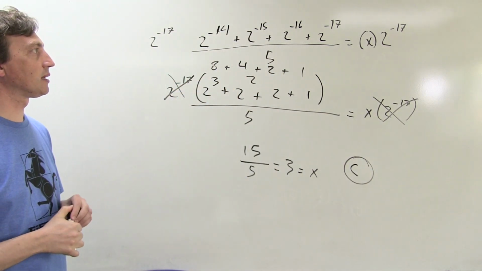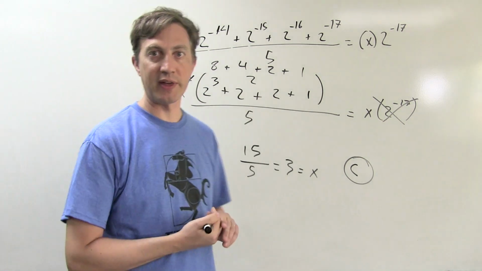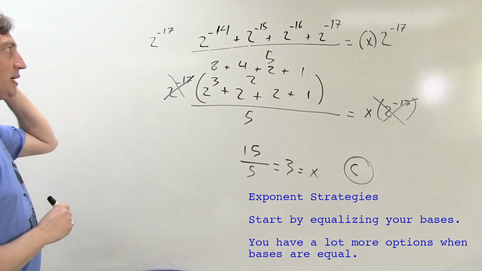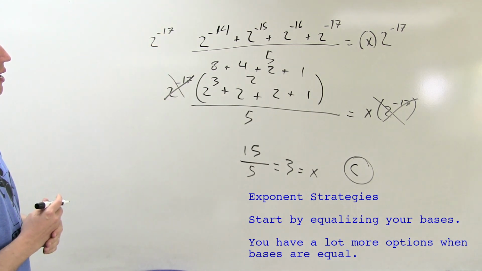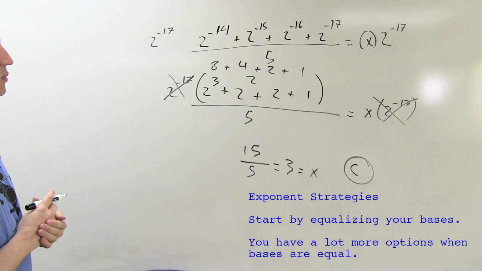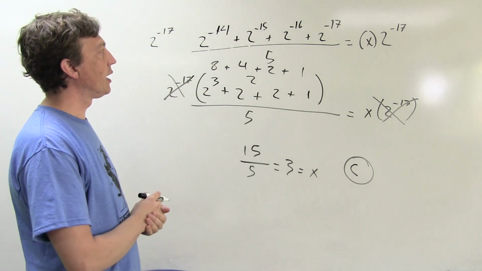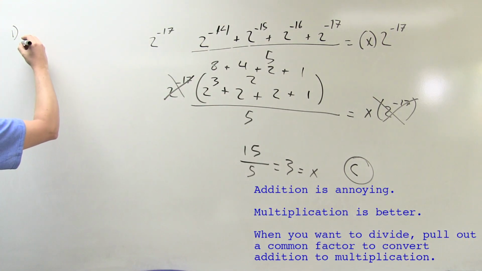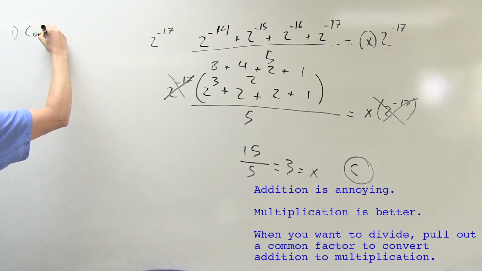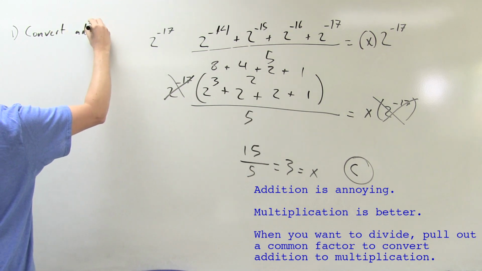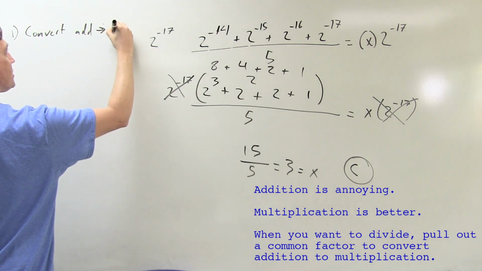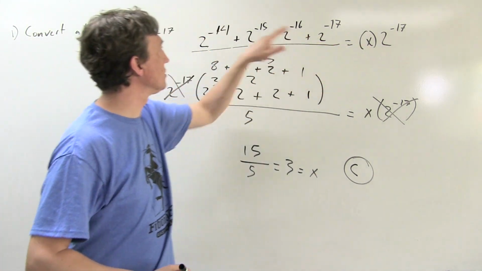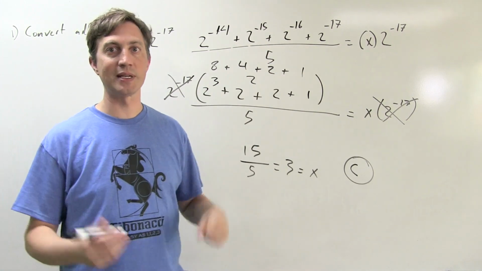A lot of exponents work like this. There's a few principles you want to think about with exponents. The first one is, as usual, equalize your bases. And here, all our bases were already written in the form of 2, so we didn't have to change that much. It was really just about converting addition to multiplication. You always want to convert addition to multiplication when you're trying to simplify, because trying to figure out how this 2 to the 17th relates to each individual term is not tenable.